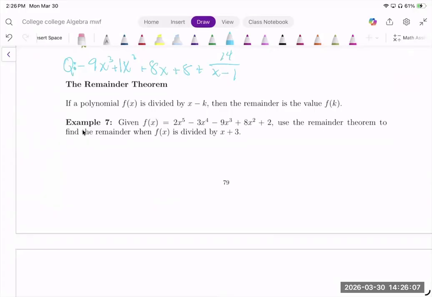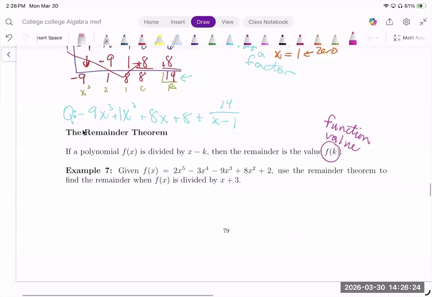Okay, so if a polynomial f of x is divided by x minus k or x plus k, then the remainder is the value of f of k. Remember that this is called the function value. It was on test 2. Like if this is your graph, like f of 0, well, that's 0. Or where it's filled in, that's the function value. The value of the function.